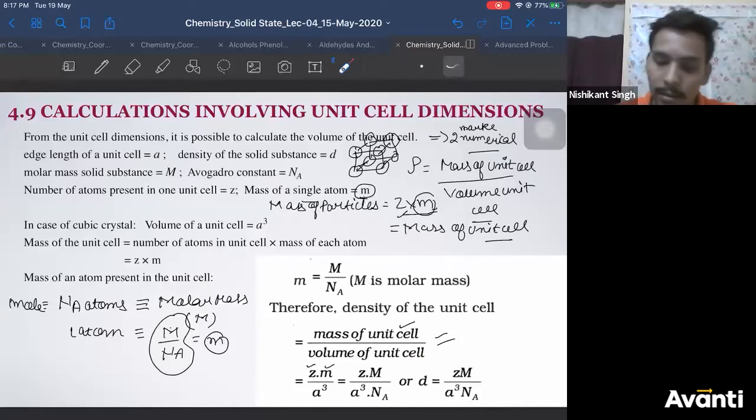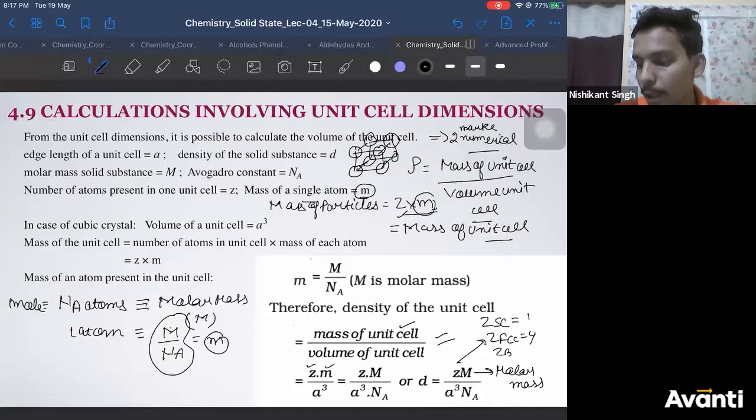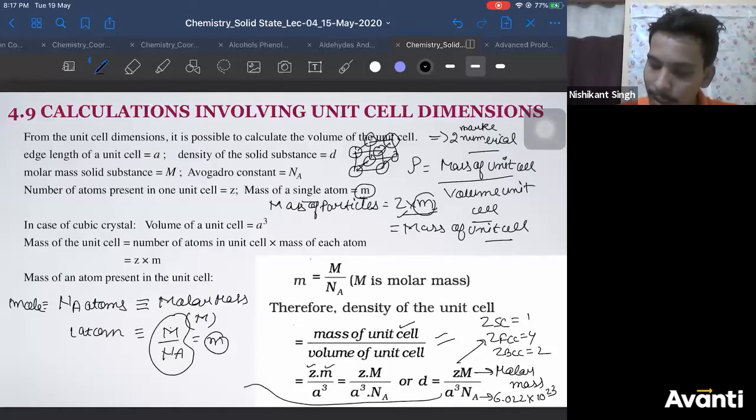So what is the M? M is molar mass. What is Z? Z is number of particles per unit cell. For simple cubic, 1. For FCC, 4. For body centered cubic, 2. What is Na? All of you know this value, 6.02 into 10 power 23. Now what is a? a is edge length.